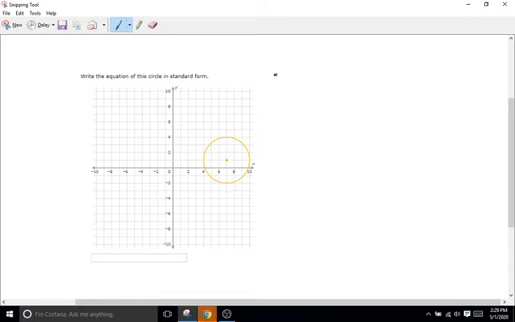So we are going to write x minus h squared plus y minus k squared equals r squared. We'll start with the x. So x minus, what is our h value? Well, the center of the circle looks like it is at 7, 1. Great. So the h value is just the x of our center, which is 7. So it's going to be x minus 7 squared plus y minus k. K is going to be 1. So y minus 1 squared equals r squared.